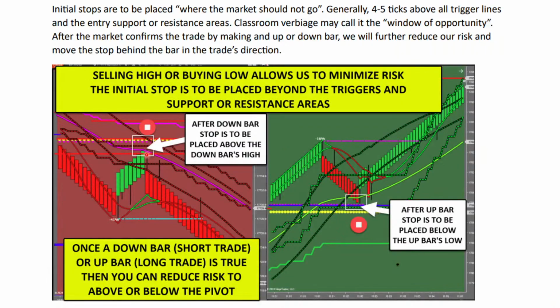And because you can identify where the market is most likely to continue, you will understand where your advantage is no longer in play. That's going to be your first stop, guys. Your initial stops will be placed where the market shouldn't go, beyond the triggers, beyond the areas. And you will get your stop hit about 20 to 30% of the time. This is what we call acceptable losses, guys.